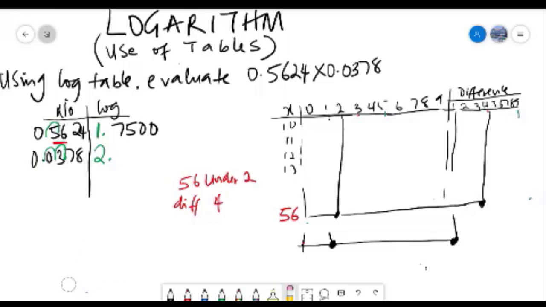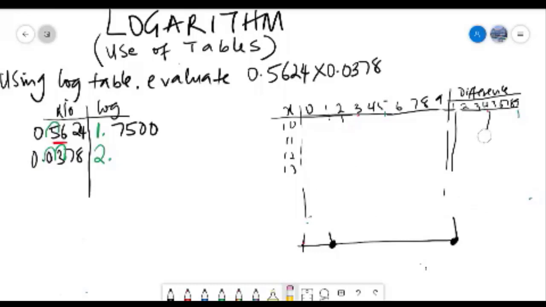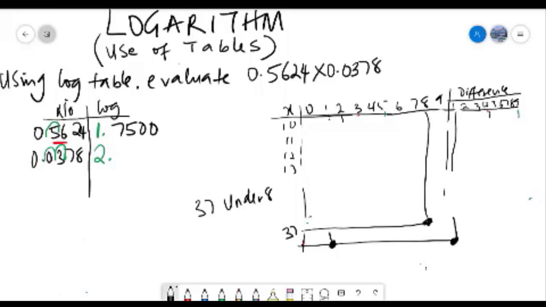Okay, now we are done with that particular number. We go over to the next one. For the next one, you have 37 under 8. That's what you'll be looking for. Let's assume 37 is here. We'll trace 37 to 8, which is around here. Now we don't need any difference because there is no other number from what we are given. So 37 under 8 using your logarithm table will give you 5775. Because there are no differences, we'll just use 5775.